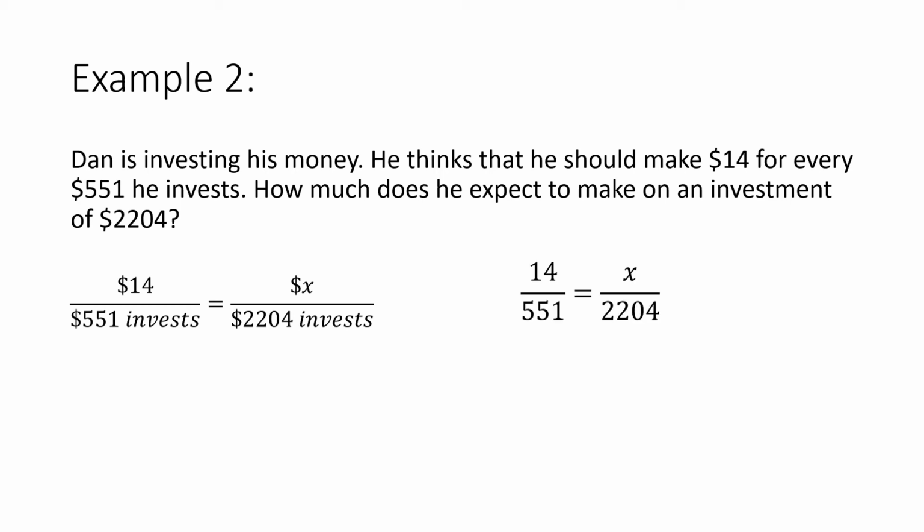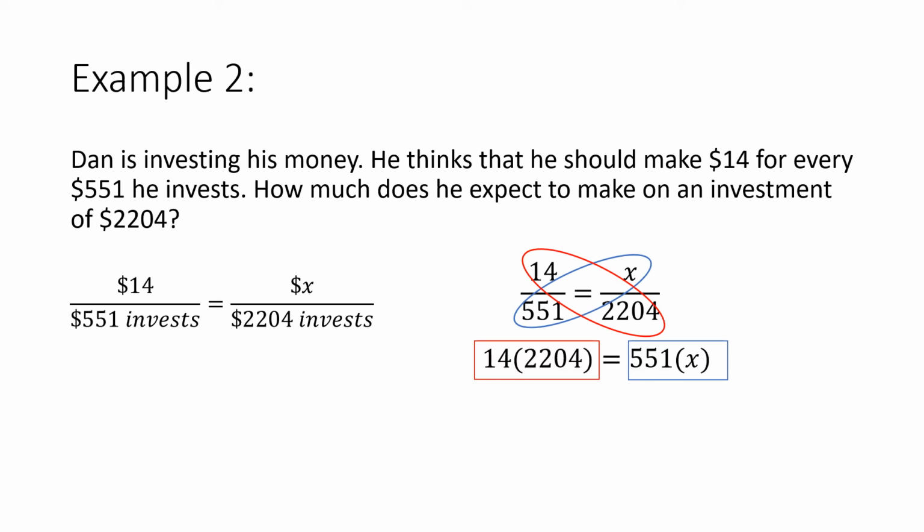I'm going to drop my units, and now I have a proportion that I'm going to solve for x, and I'm going to cross multiply. I'm going to circle the numbers I'm actually going to be multiplying together and set up my equation. The numbers on the left are going to be my red numbers, and the numbers on my right are going to be my blue numbers. So in my red box I'm going to do 14 times 2,204, and in my blue box I'm going to do 551 times x.